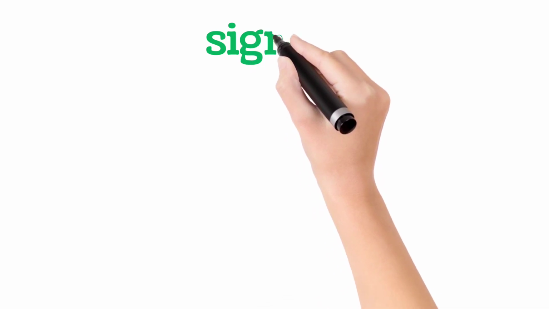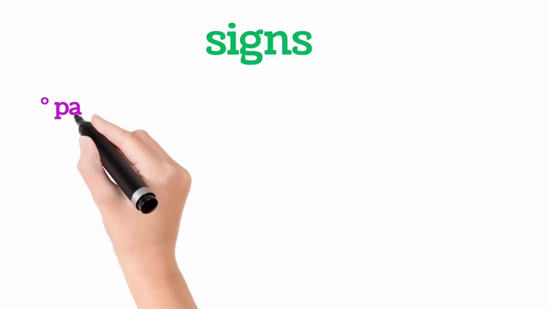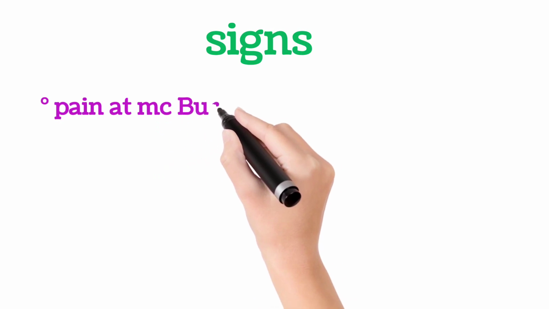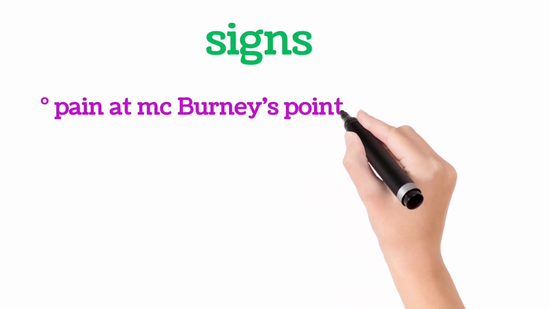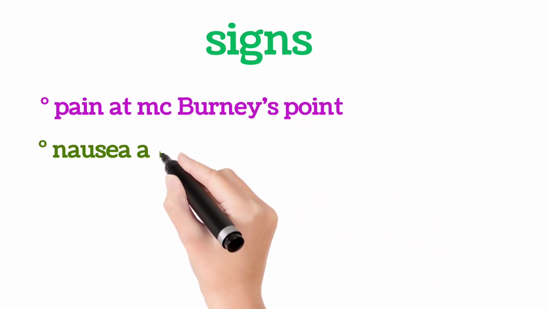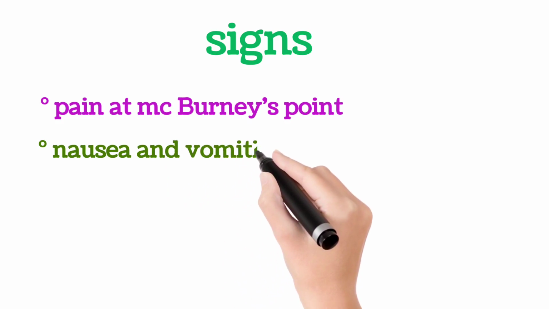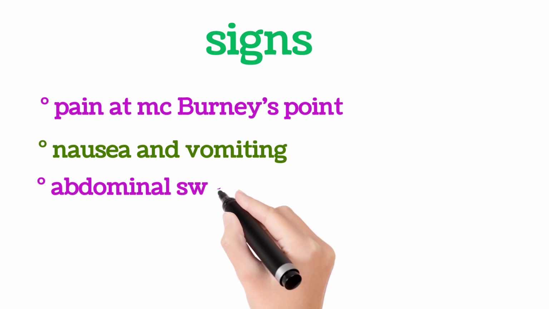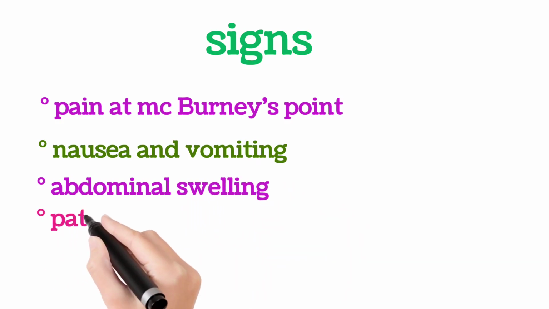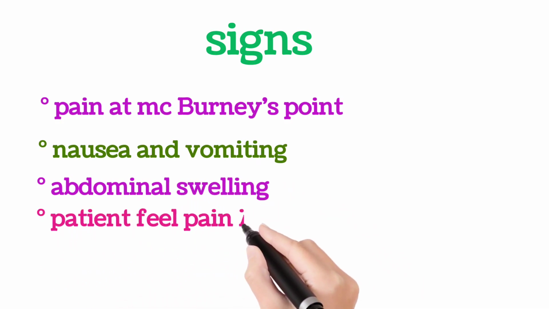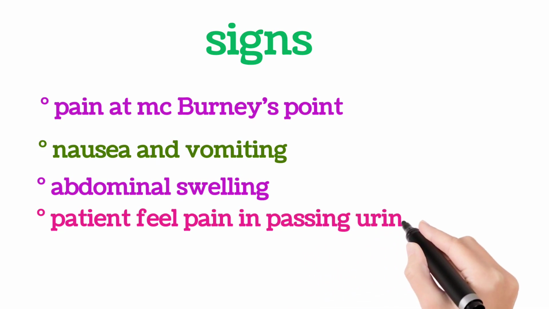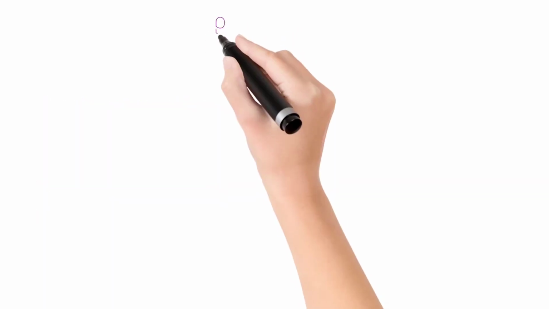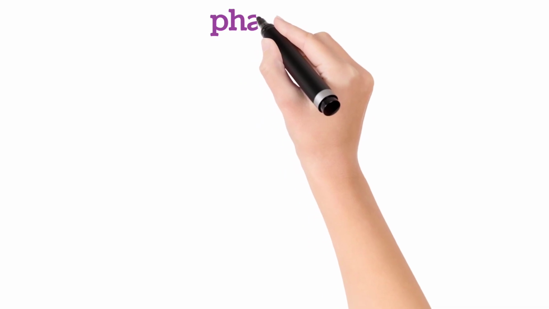Signs. Pain at McBurney's point. Nausea and vomiting. Abdominal swelling. The patient feels pain in passing urine.